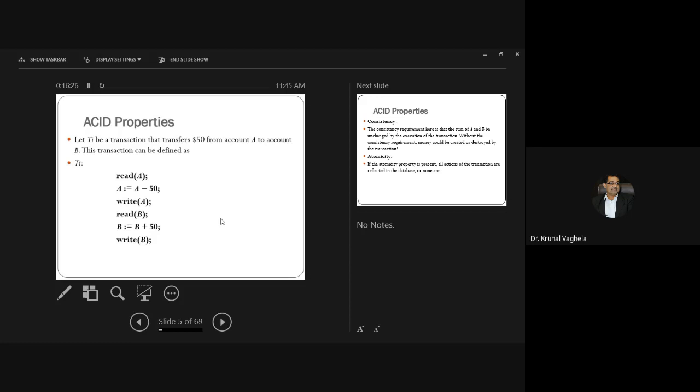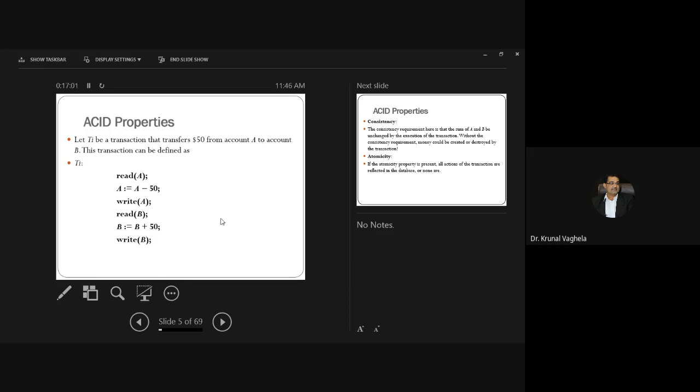So first read A. I told you, first credit will happen or debit? Debit, obviously debit, right? So what it will do, it will first read A. It will check whether the 50 is in the balance. Then it will do the transaction A = A - 50. Then write A: whatever the updated balance after deducting, it will write back to the database.